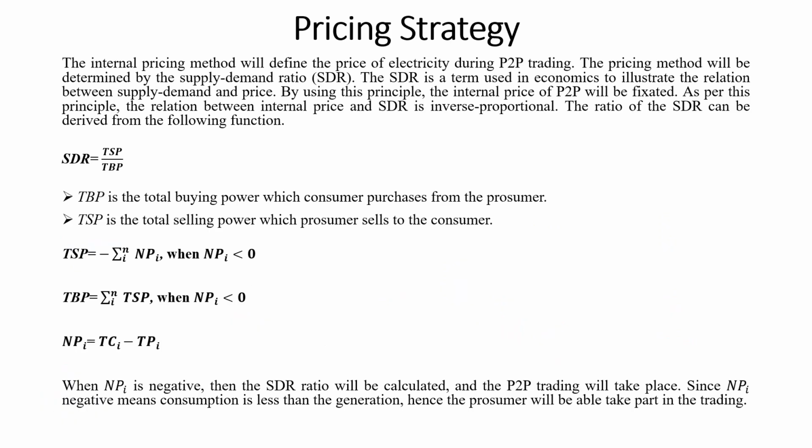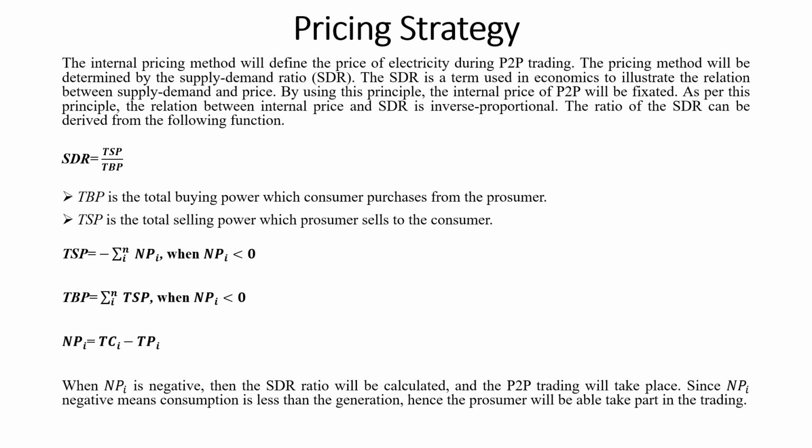In this slide, we are talking about developing an appropriate pricing strategy that will benefit both consumers and prosumers in this P2P process. The pricing method will be determined by the supply-demand ratio (SDR). The SDR is a term used in economics to illustrate the relationship between supply, demand, and price. Before deriving the formula for SDR, we have to maintain the following functions.